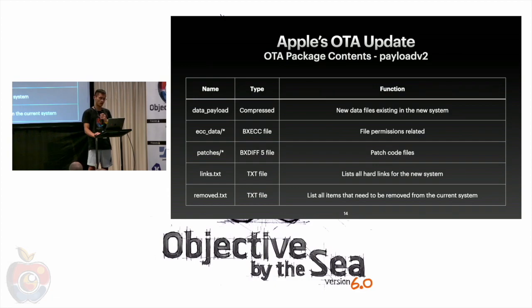In the payload v2 folder, there are some important files to be aware of. The new data files in the new system are compressed into a file named data payload. The ECC data folder contains some files related to file permissions. The links.txt file lists all hard links for the new system. The remove.txt file lists all items that need to be removed from the current system.